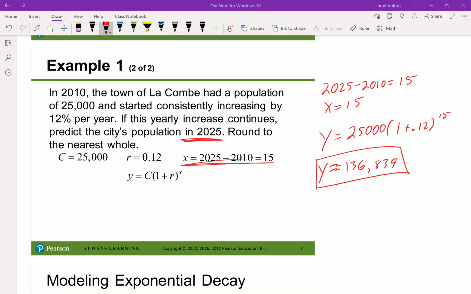136,839. So notice the table's already kind of rounding for us. So you do just have to be a little careful with that depending on the level of accuracy you want. But that's the same answer that we just got doing our calculation, right?